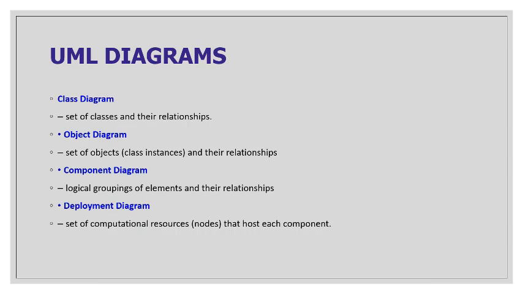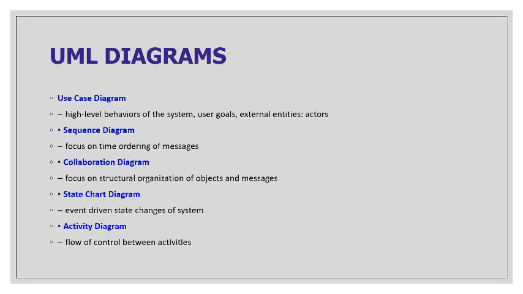Then we will discuss the class diagram. A class diagram is a set of classes and their relationships. An object diagram shows the set of objects, that is, the class instances and their relationships. In the component diagram, the logical grouping of elements and their relationships are viewed, and in the deployment diagram, the set of computational resources that host each component are shown.